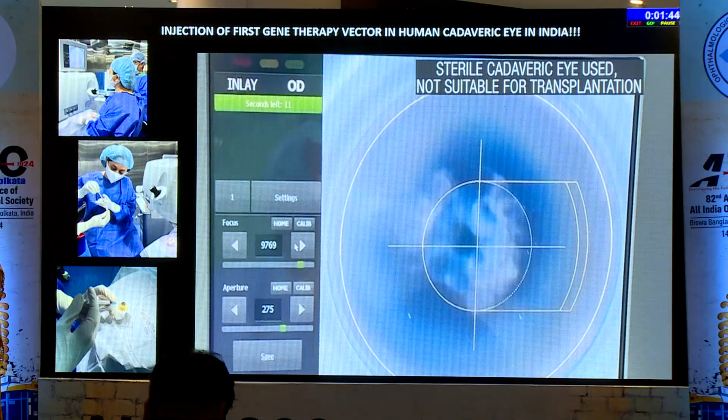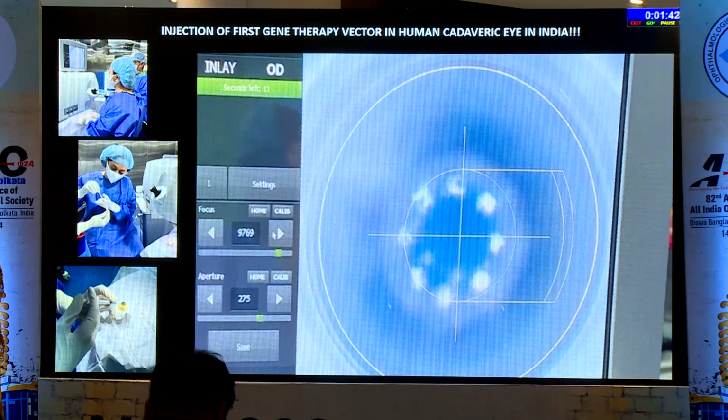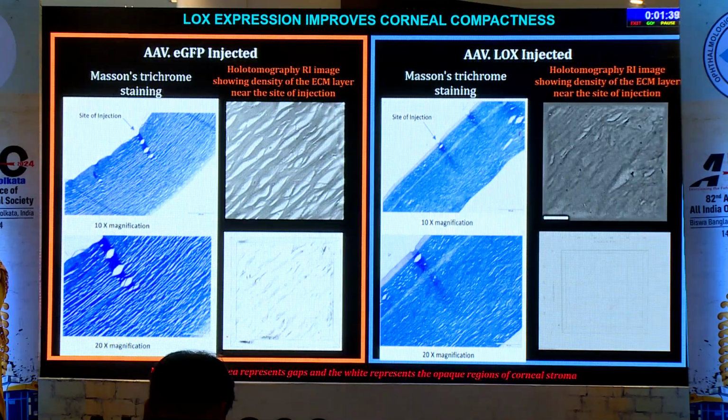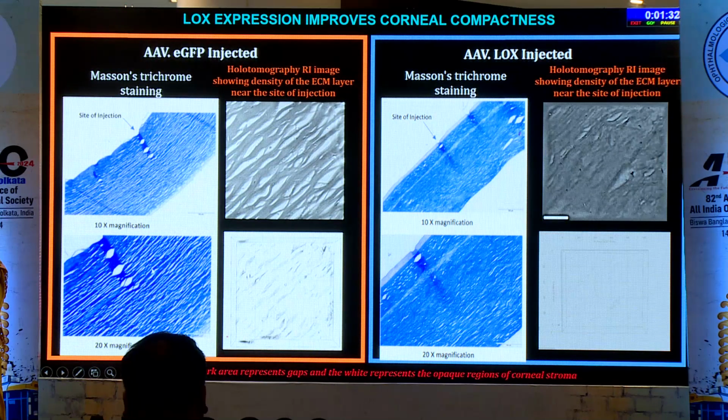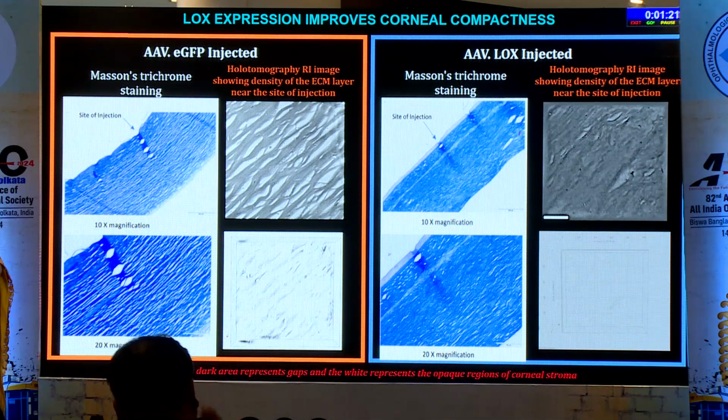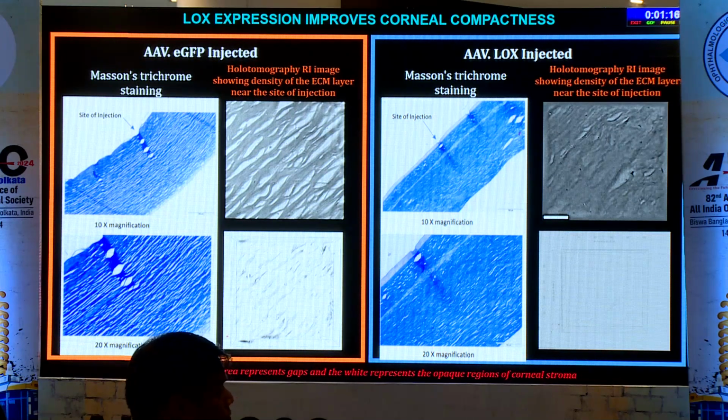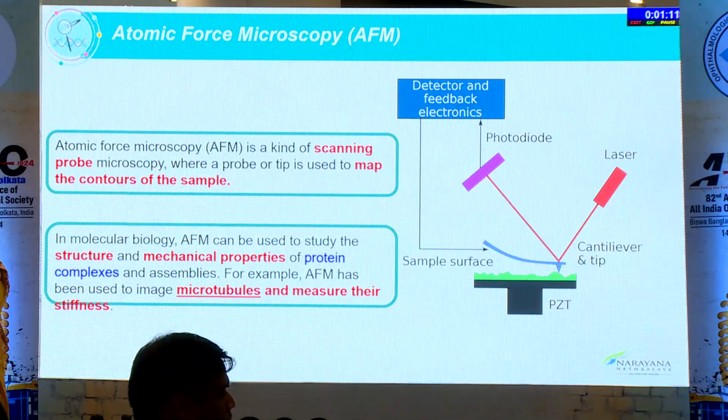Along with immunofluorescence, AFM, which is to study the strength of the eye, was also performed. What we observed here was that this is the control and this is the lysyl oxidase. These are the collagen bundles, and you can see good spacing between these collagen bundles in a control eye. However, in a lysyl oxidase injected eye, the collagen bundle spacing is reducing, telling us that the lysyl oxidase therapy not only increases the expression of lysyl oxidase, but also increases the expression of collagen, and it also makes it compact.